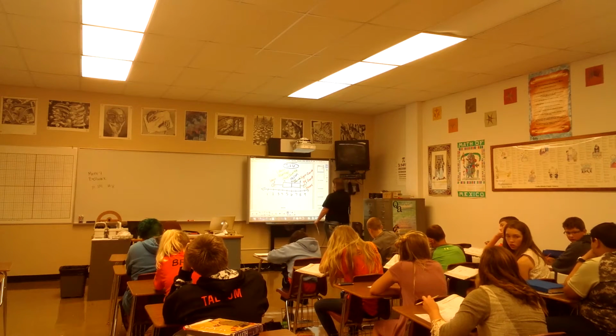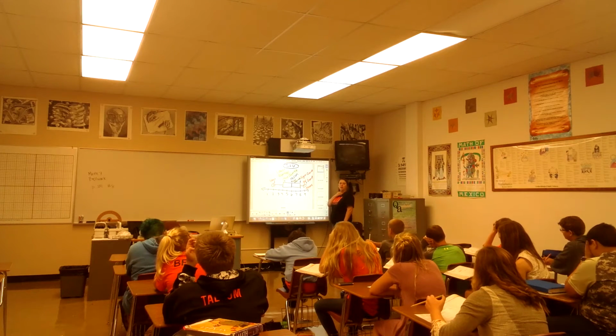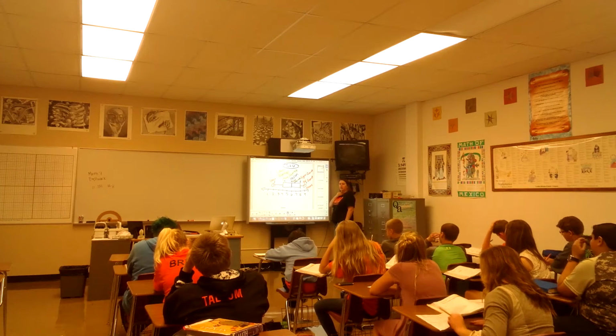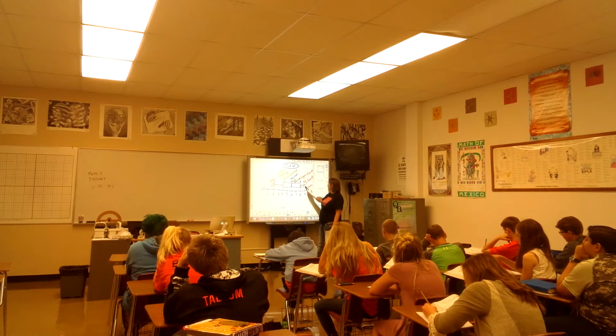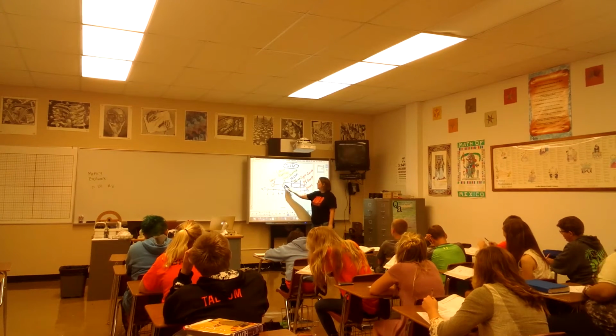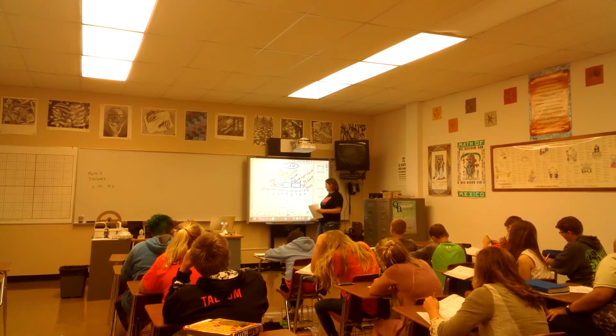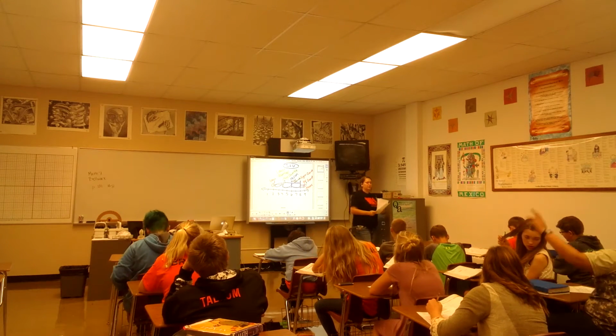Number 4, how many parts is the data broken up into? What does quartile mean? 4. So there's one part right here, one part right here, one part right here. So 4 parts. Quartiles divide data into 4 parts.